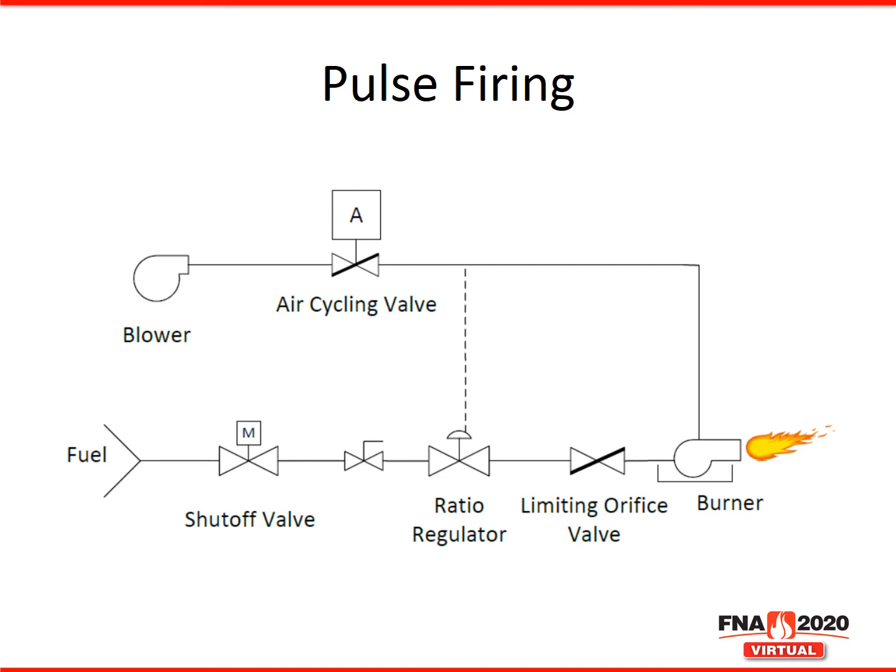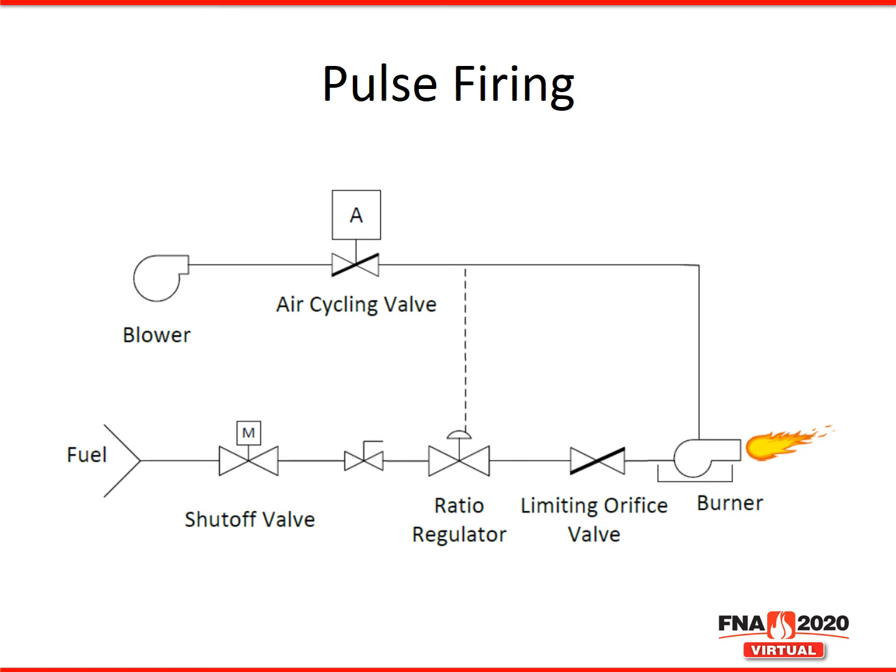The last control scheme we'll talk about is pulse firing. Pulse firing is unique in that the airflow does not modulate. Instead, the air valve cycles between two positions, high fire air and low fire air. When the cycle valve is at high air position, the air sensing line is connected to the ratio regulator, and the gas is increased. When the air cycling valve goes to low fire air, the ratio regulator will respond in kind and bring the gas to low fire. Air and gas flow are pneumatically linked by the sensing line.